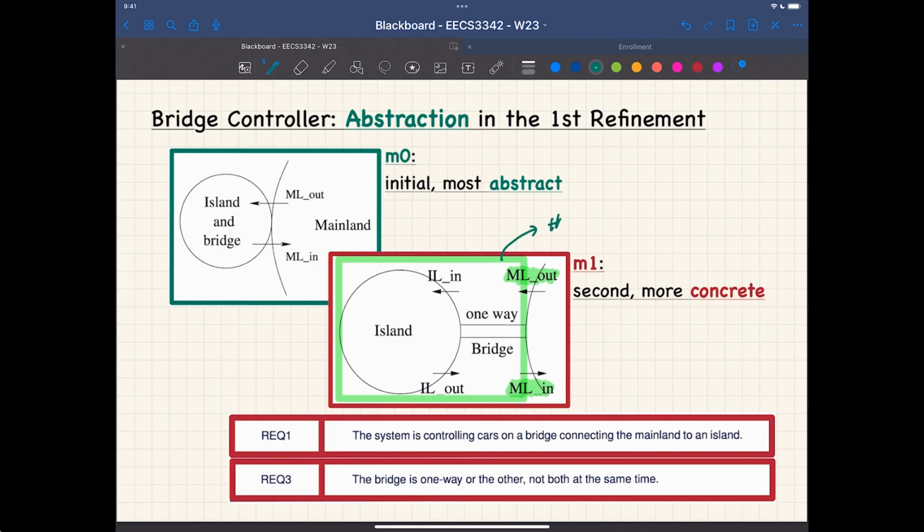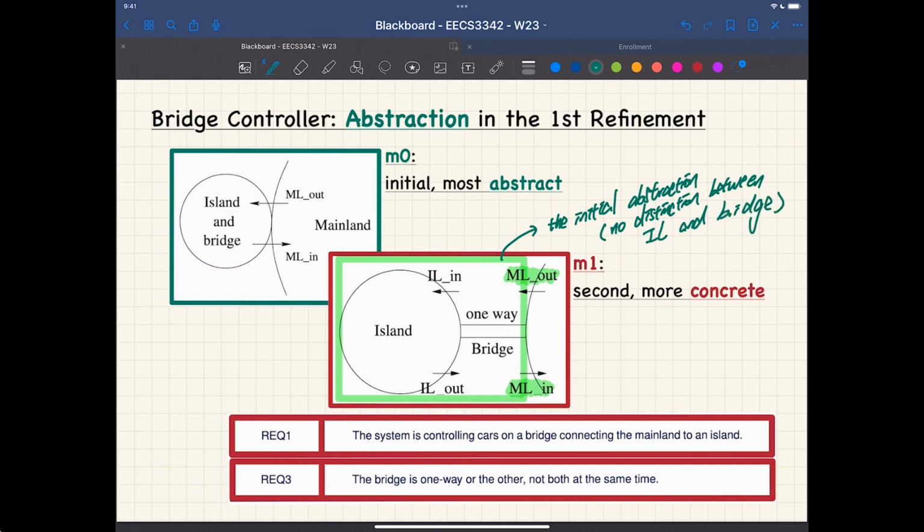The initial abstraction: no distinction between island and bridge. That one is a reminder.